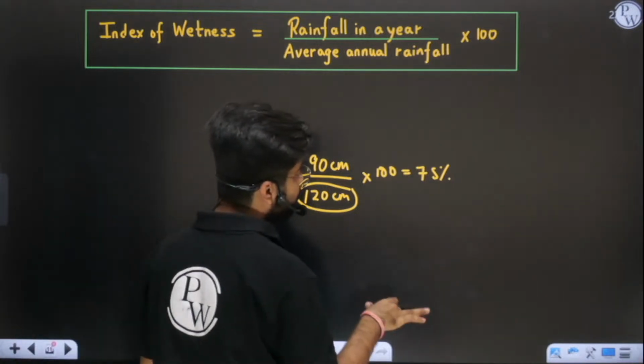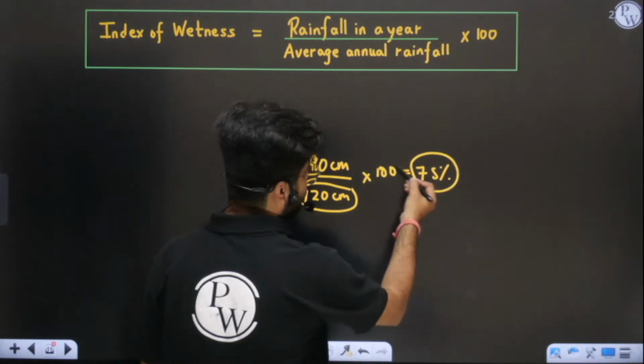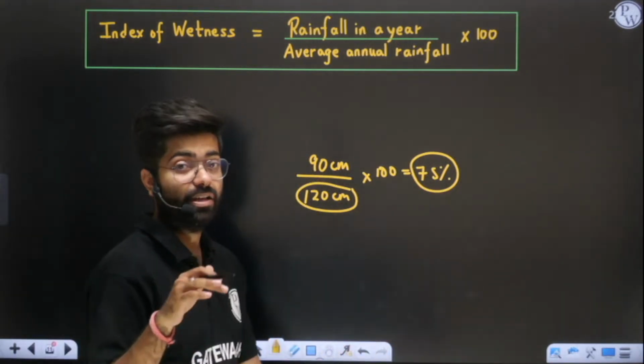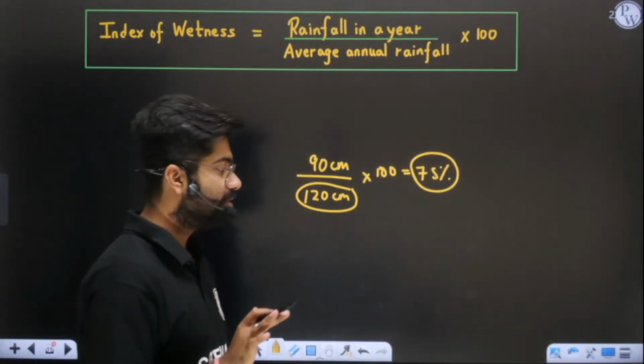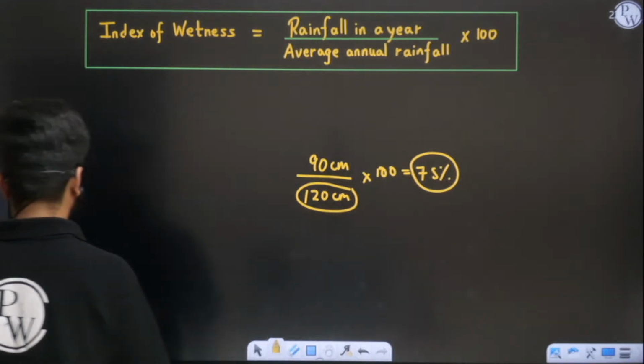And can you tell me what is the deficiency here? If India has received 75% of average rainfall, then how much is the rainfall deficiency? Yes, 25%. Perfect.